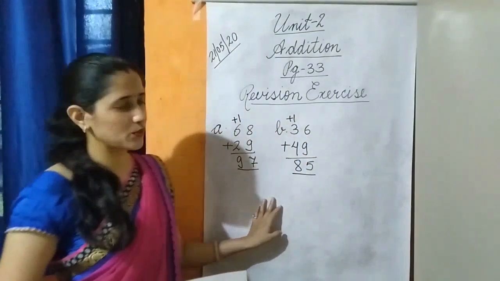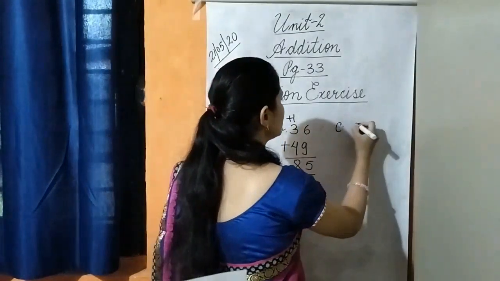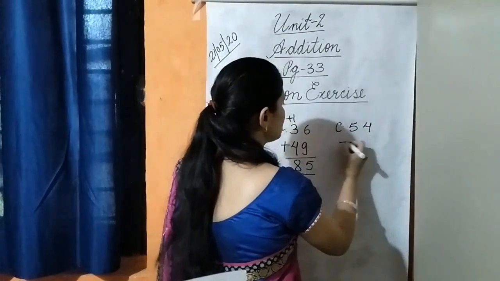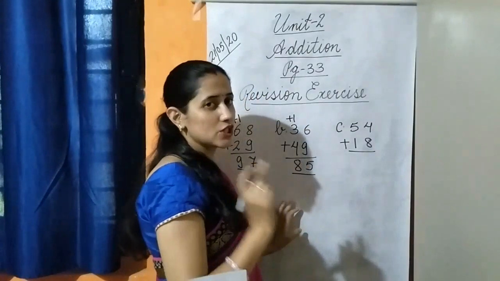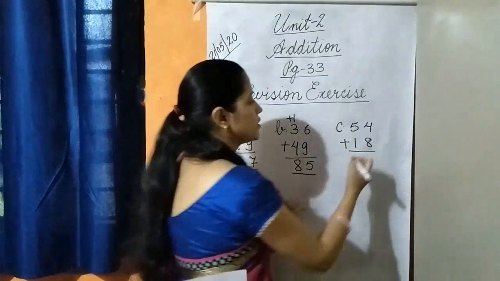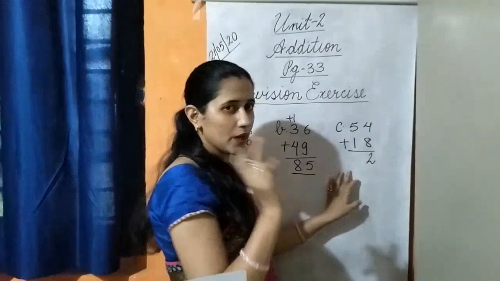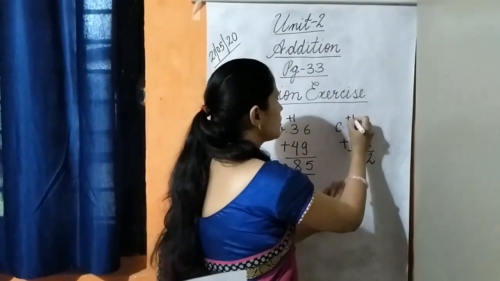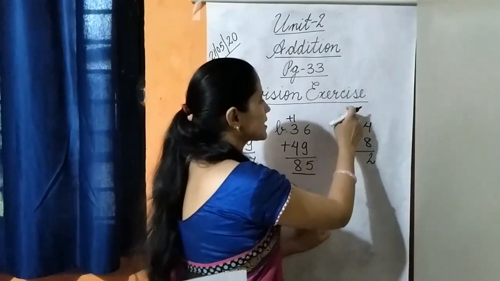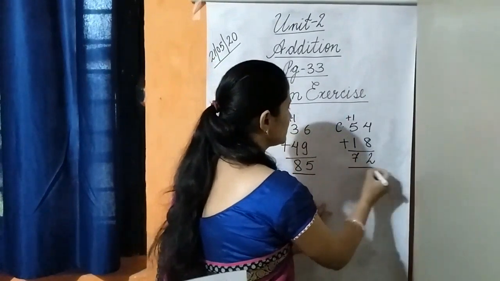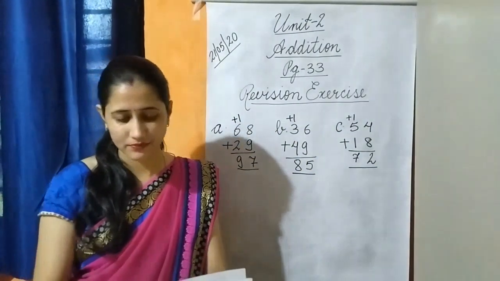Okay students, now the next one is 54 plus 18. 4 plus 8 is 12. So we write only the ones place here, that is 2, and 1 we take as carry on the next place. So 5 plus 1 is 6, and 6 plus 1 will be 7. 72. Now students, please turn the page.